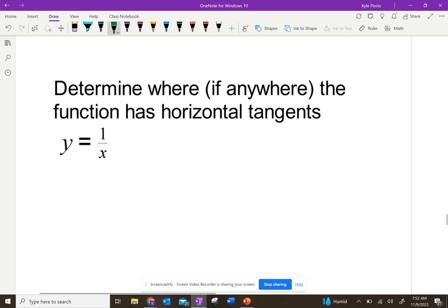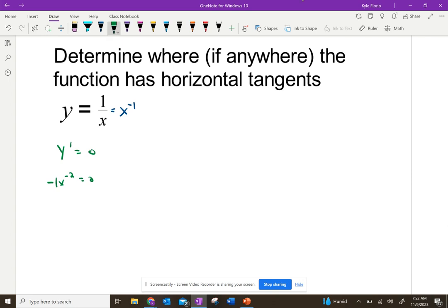Determine where this function, if anywhere, has a horizontal tangent line. Not every function is going to have a peak and a valley, so we have to say if anywhere, and this function might be one of those. So we need to find out when does the derivative equal 0. Well, the derivative of 1 over x I can rewrite as x to the -1, and then the derivative is going to be a quick power rule. It's going to be -1 x to the -2. So I need to solve this. So this is equivalent to -1 over x to the +2.